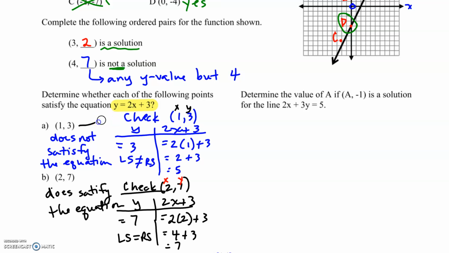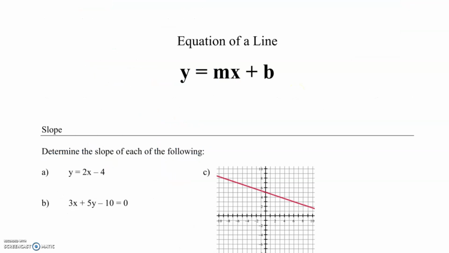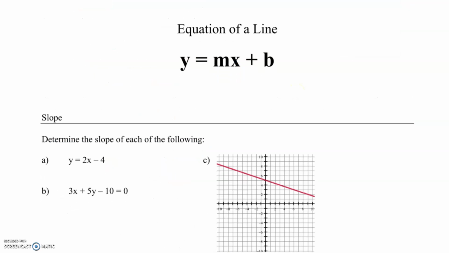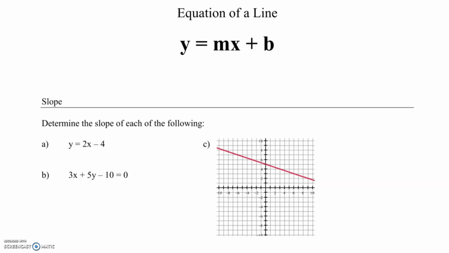All right, we're going to skip this question. Let's go to the back. And now we're going to be looking at the equation of a line, which is y equals mx plus b. So let's remember that m, we know, is the slope, and b is the y-intercept. That's where the line crosses the y-axis.